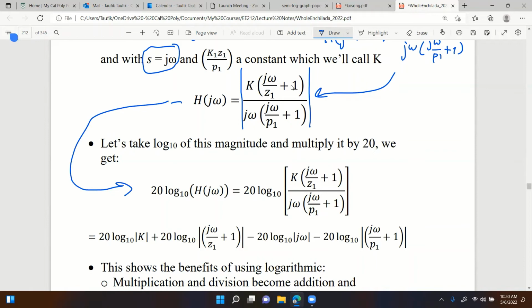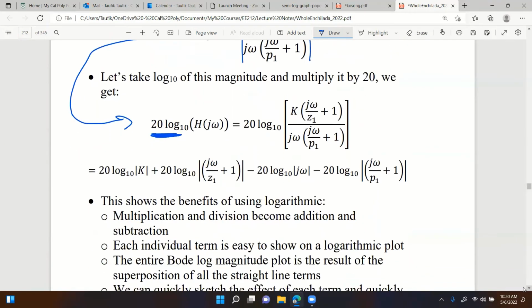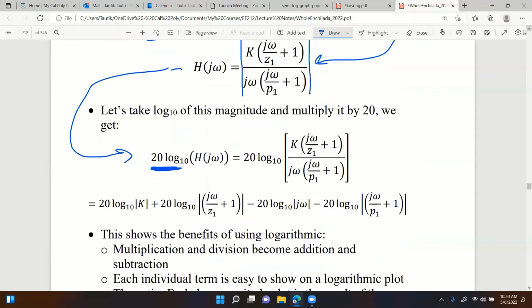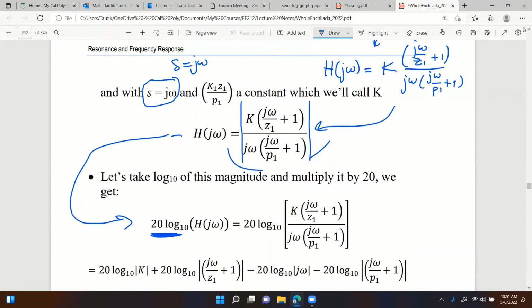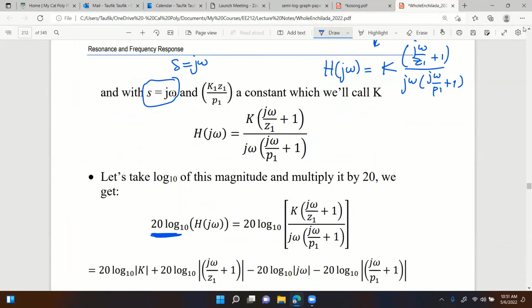So for the magnitude plot of the Bode plot, I have to take 20 log of the transfer function right there. Okay. Now, what happens if you take the 20 log of this whole function? Well, this shows you another benefit of using the log scale. Again, the objective here is for you to be able to sketch functions, to sketch the transfer function. For example, this.